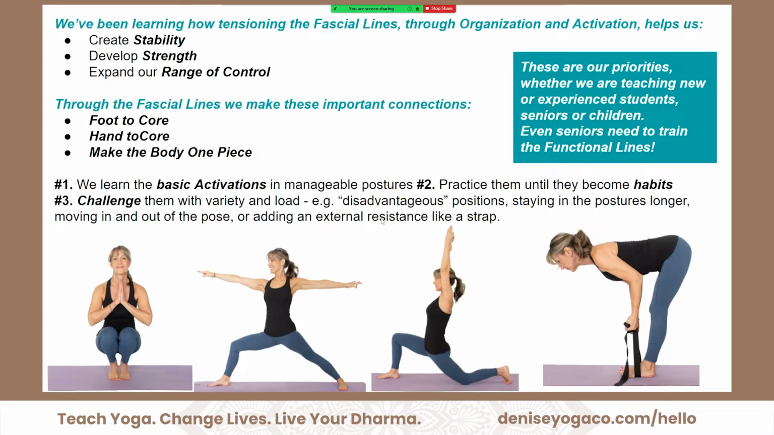Okay, so we've been learning how tensioning the fascial lines through organization and activation, which is foot to core and hand to core, helps us develop stability first, then strength, and then range of control. Those are our main overarching principles. And we're doing that by using the fascial lines, and we make those hand to core, foot to core, body as one piece connections. So that is about connection.